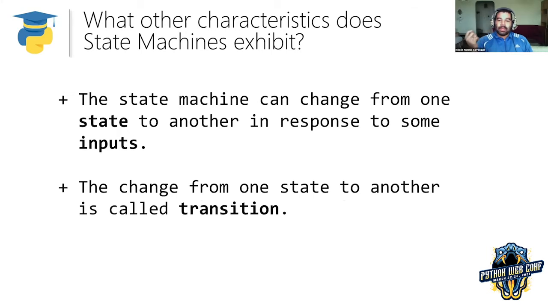Well, the state machine can change from one state to another in response to some inputs. This is a key point because we want to be able to do some logic according to what we are receiving in the sensors or in the data acquisition. Then the change from one state to another is called a transition. So I highlight these 3 points here because those are the key parts of doing some automation, based on the definition that we already saw. All right. Okay. So moving along.